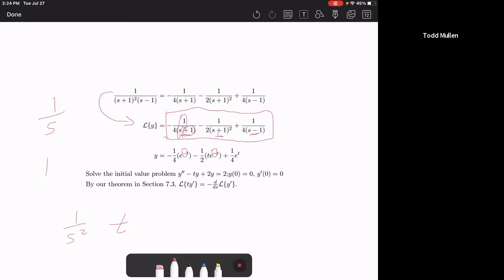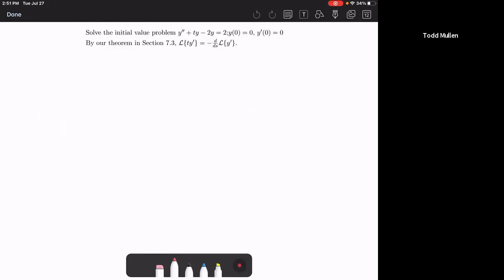1 over s just becomes 1. 1 over s squared becomes t. Over here, we have 1 over s minus 1. So s minus 1 translates to a positive 1 power of e. And again, it's just multiplied by 1. So this is our solution.